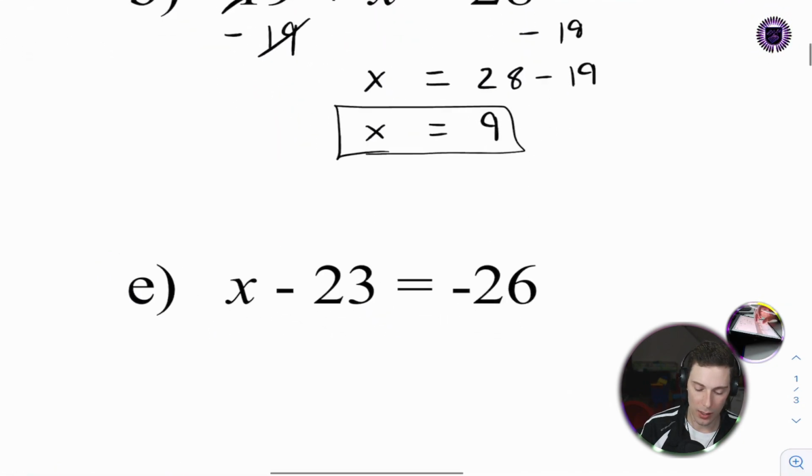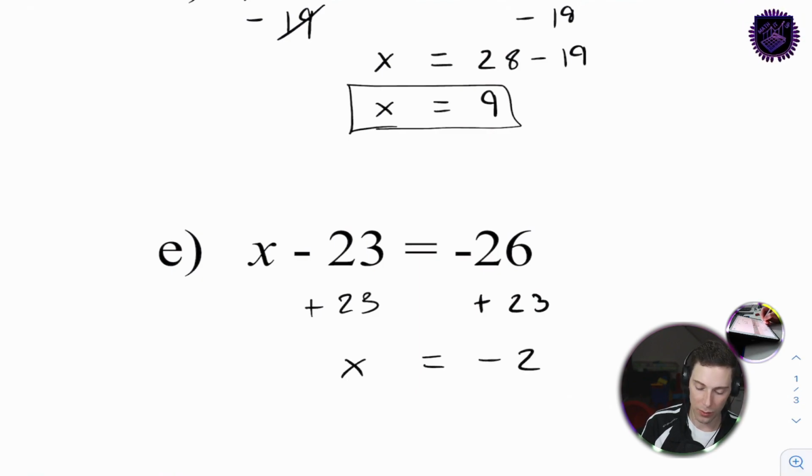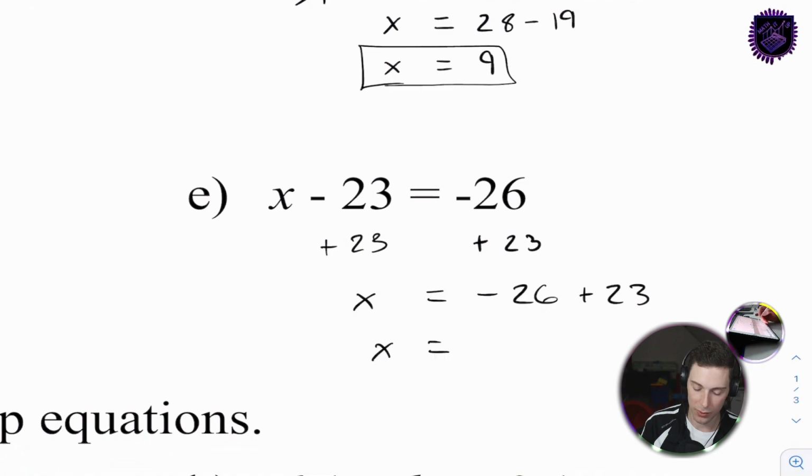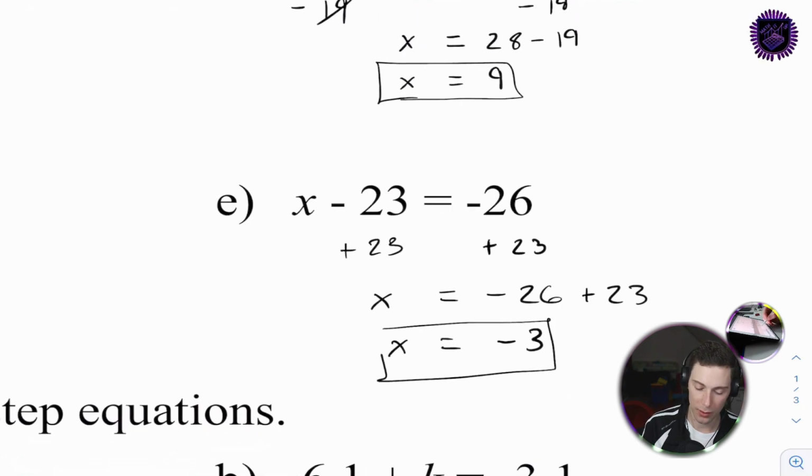x minus 23 equals negative 26. Whoa, some integers here. All right, so let's add 23 to both sides. On this side, we want to add 23. So that means x is equal to negative 26 plus 23. When you add those two together, x will be equal to negative 3. X is equal to negative 3.